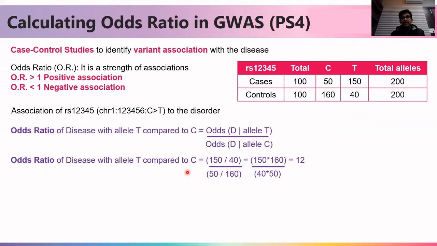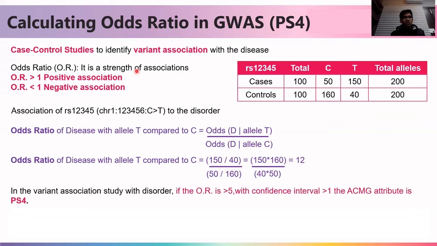This association is very high, that is a positive association. That means because of the variant present in it, it is causing this particular disorder. So on the basis of it, we will decide our ACMG attribute. If the odds ratio is very high, that is greater than 5, with a confidence interval that does not include 1, you will provide for that particular variant the ACMG attribute PS4.